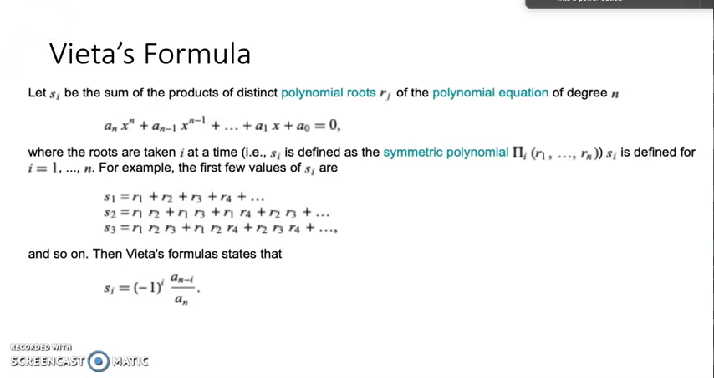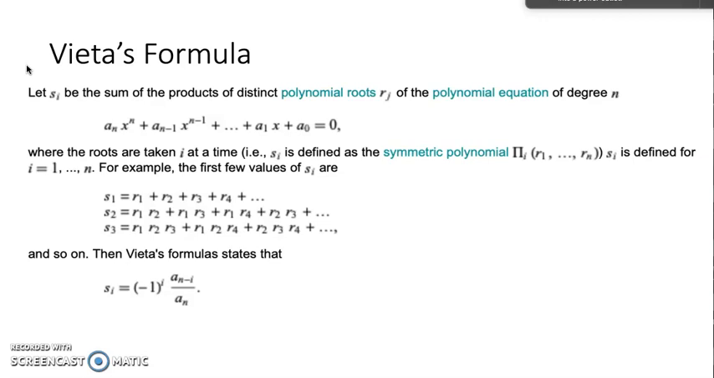If we have S sub 1, it is simply adding all the distinct roots of a polynomial equation. If we have S sub 2, we are simply looking for the sum of the products of the distinct roots taken two at a time. S sub 3 is simply the sum of the products of distinct roots of a polynomial taken 3 at a time. And so on for S sub 4, S sub 5, and S sub 6.